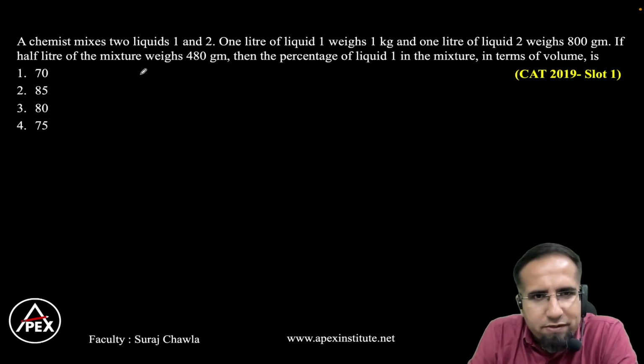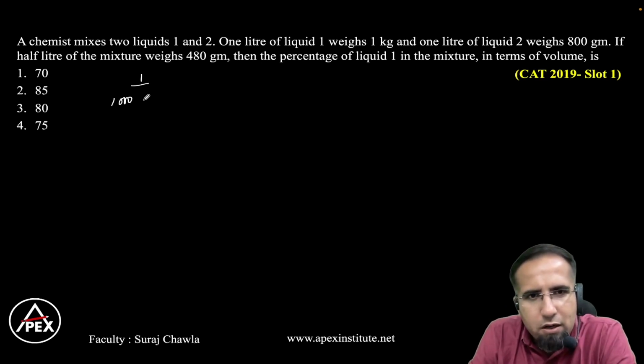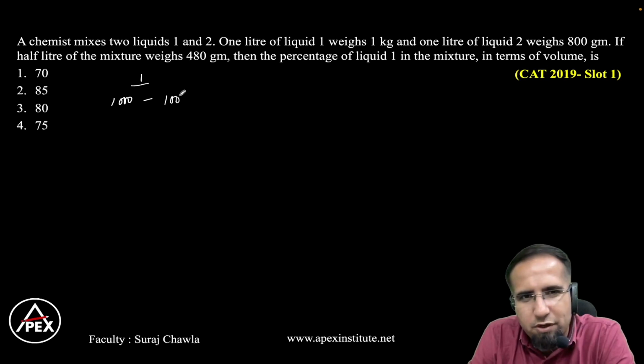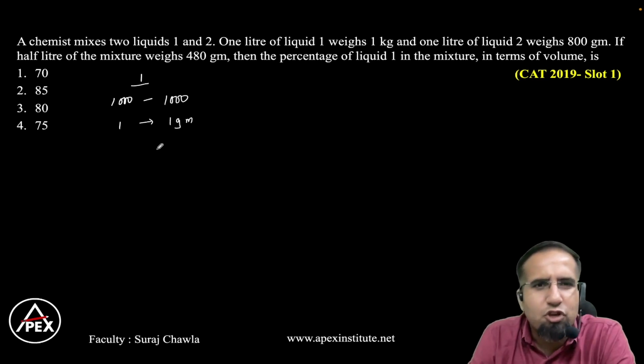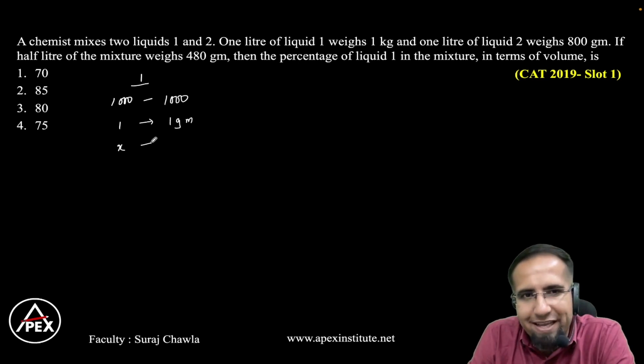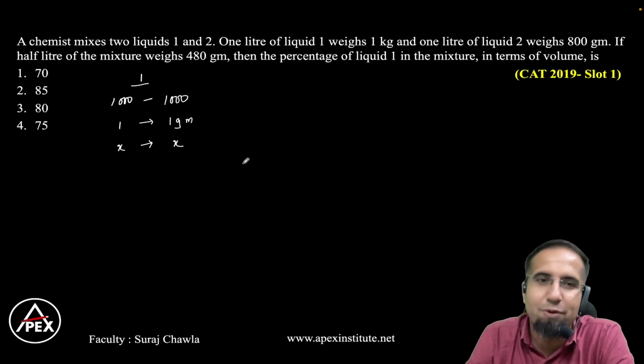So in liquid 1, what is happening? In liquid 1, I have 1000 ml, right? So 1 liter, that is 1000 ml, weighs 1 kg, which is 1000 grams, right? So 1 ml will weigh 1 gram. So let me assume I'm taking x ml of liquid 1. If I take x ml of liquid 1, then I'll have how many grams? I'll have only x grams of liquid 1.